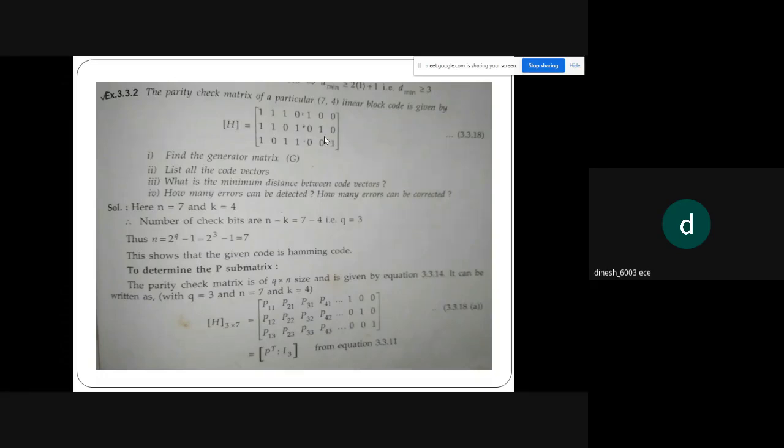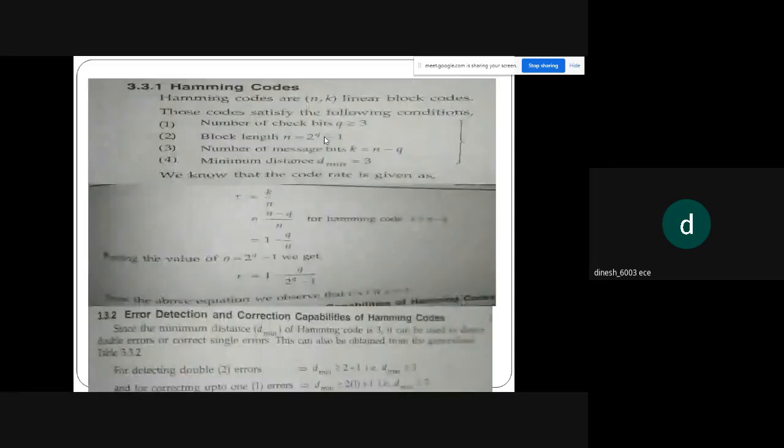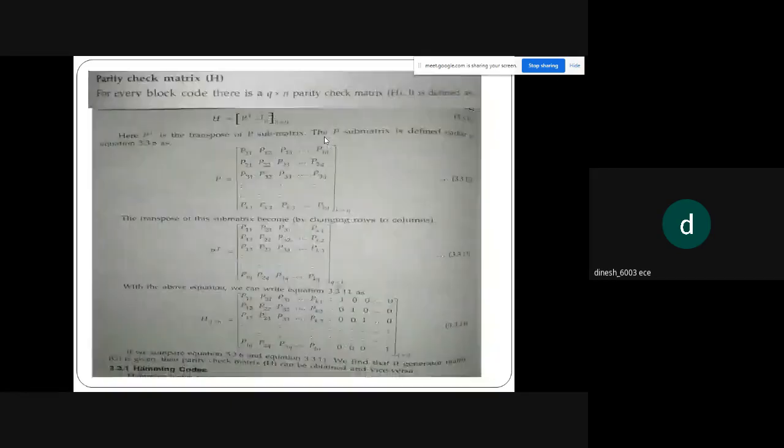Now to solve this, first we should be familiar with the H matrix. What is the H matrix? I will show you. H is P transpose, I_Q. P transpose is the transpose of the P submatrix and I is the identity matrix. So first let us determine this Q and N. Then it will be easier for you.